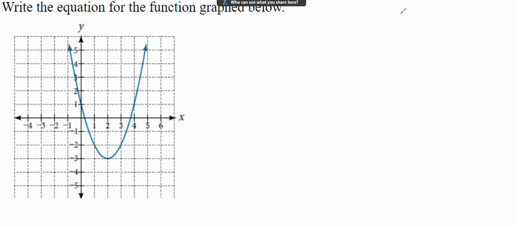So we're going to write the equation for the function graph below, and we can tell that's a quadratic. And we could write this in standard form here, which would be y equals, or vertex form, y equals a parentheses x minus h squared plus k. And it's probably going to be the easiest like this, since we don't have to expand it and put it in y equals ax squared plus bx plus c form. This will just be easier.